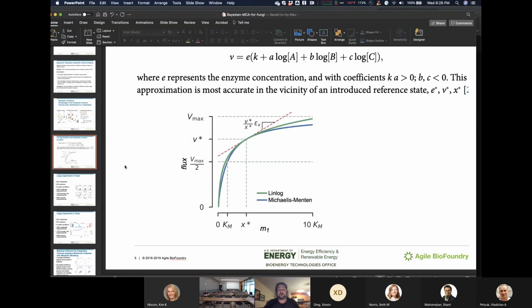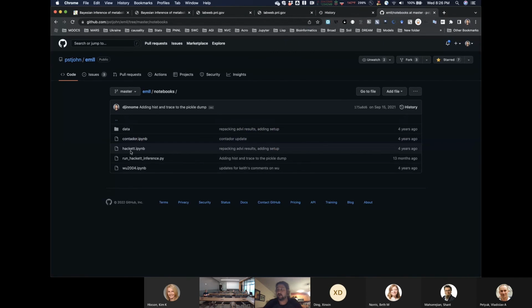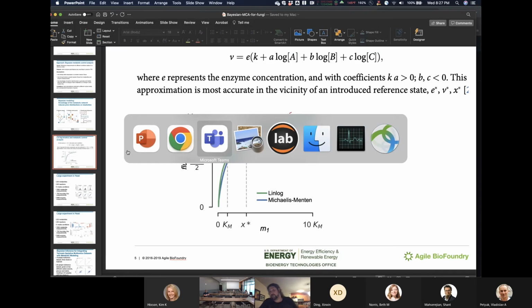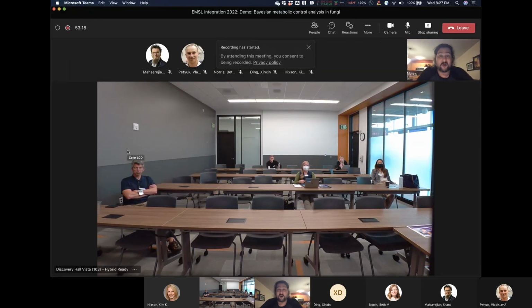But there's also one that shows it on a medium scale model. And then the Contador shows you on a medium scale model, and Hackett shows you that yeast model I was telling you about, where he just threw every measurement that's ever been made on yeast, basically, at that data set. And the cool thing is it scales to almost genome scale. So it takes a little longer, but you have to give up some.